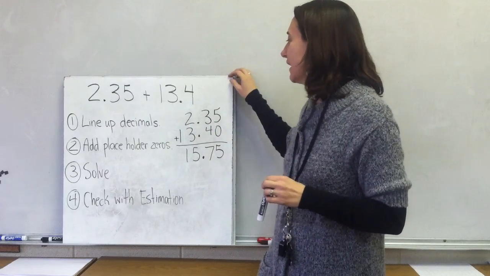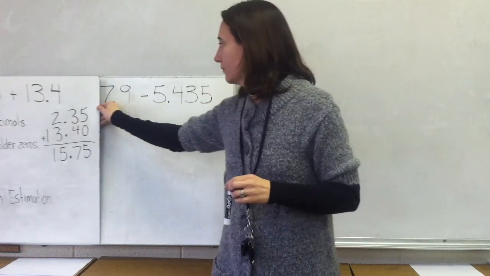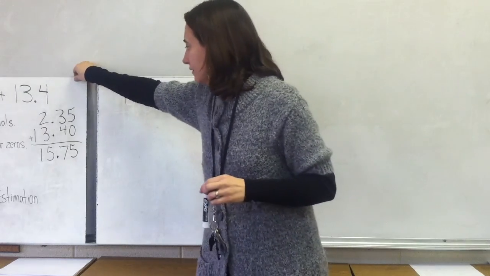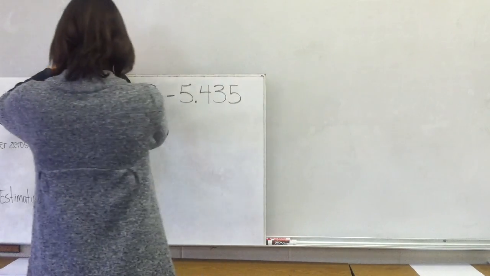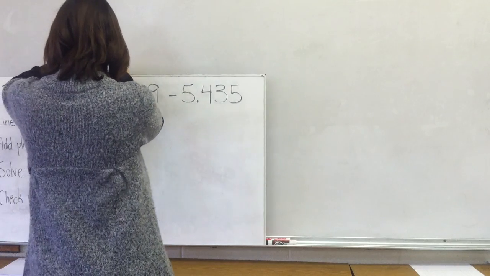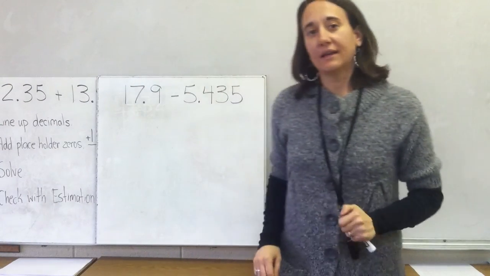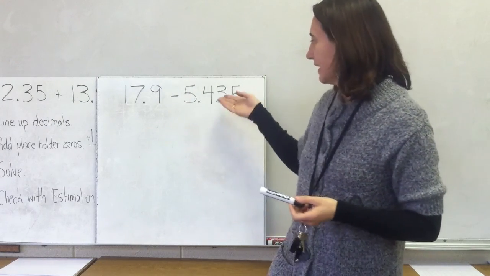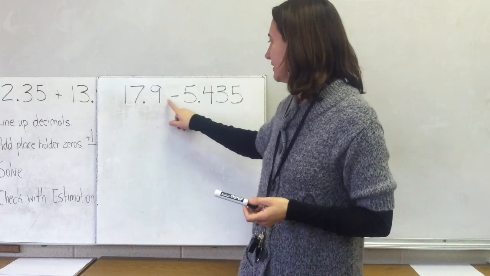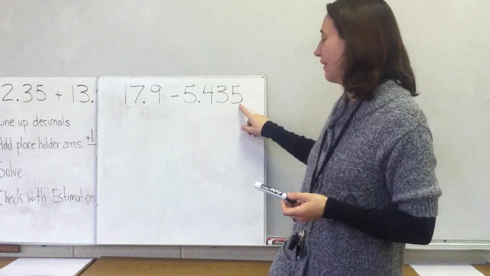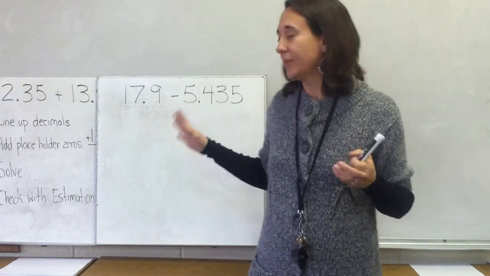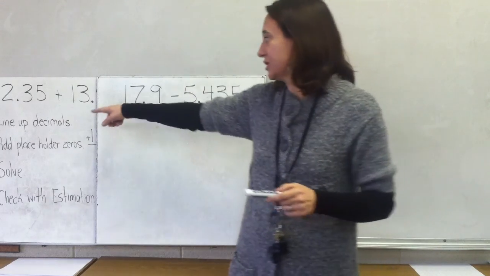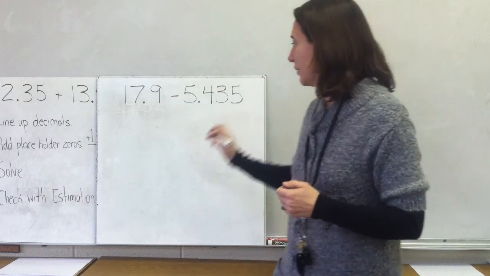All right, so now let's try one together. Okay, so in this one it's a subtraction problem, but it's the same thing. We have 17 and 9 tenths minus 5 and 435 thousandths. So you can see that we don't have a common thing that we're subtracting yet. We have tenths and we have thousandths, but after we do step 1, which is to line up the decimals. So go ahead and everybody do that first.